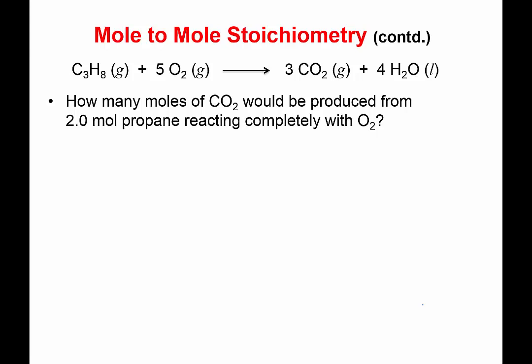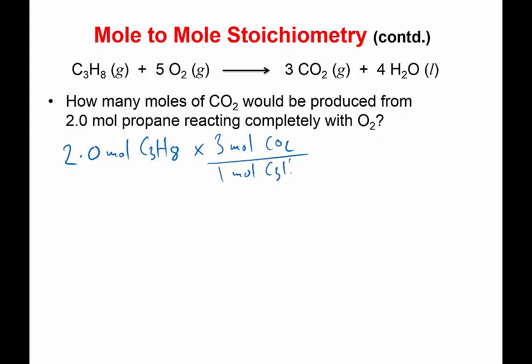So as we just saw, every mole of propane is going to produce 3 moles of carbon dioxide. Okay, so if we have 2 moles of propane, the balanced equation tells us that you're going to produce 3 moles of CO2 for each mole of propane that's reacting. So therefore, the amount of CO2 you're going to get is just 3 times the amount of propane that we started with, which is 6 moles.